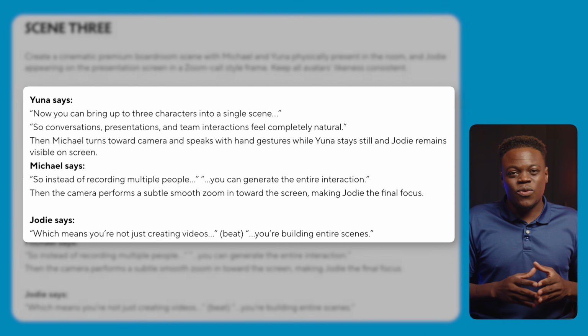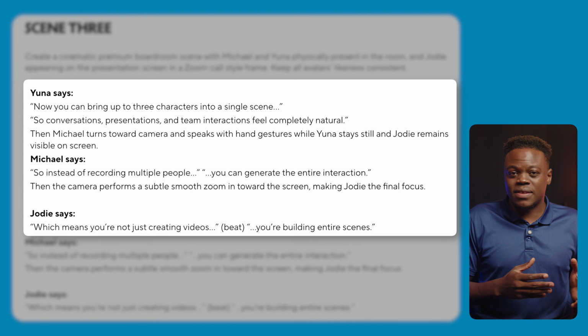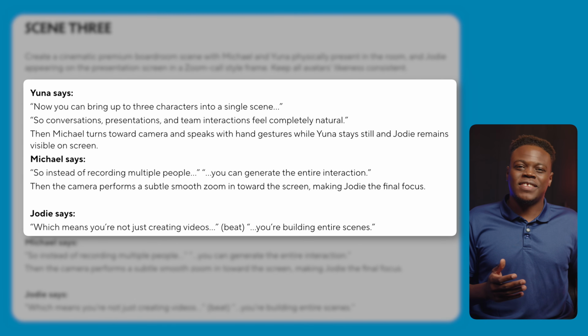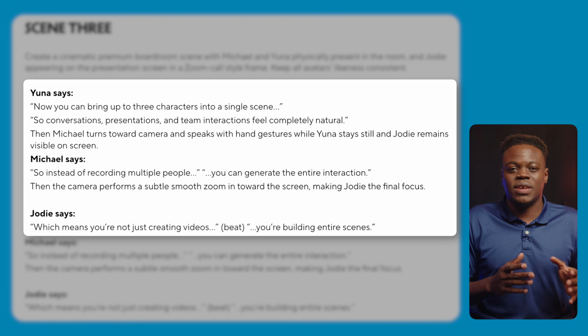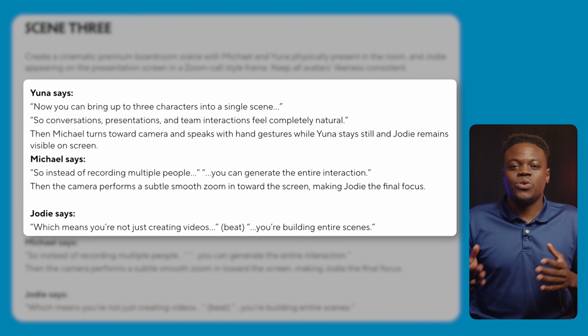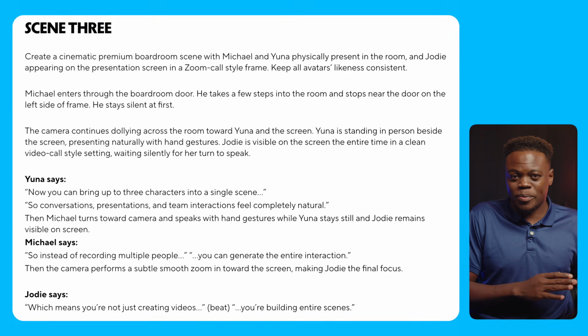And just like with scene 1, I broke the prompt into beats, so the model knew exactly who should speak and when. So first, Yuna speaks while Michael and Jodie stay silent. And then, Michael speaks. And finally, Jodie delivers the last line from the screen. Now, I'll be honest, this one took a few iterations to get right.